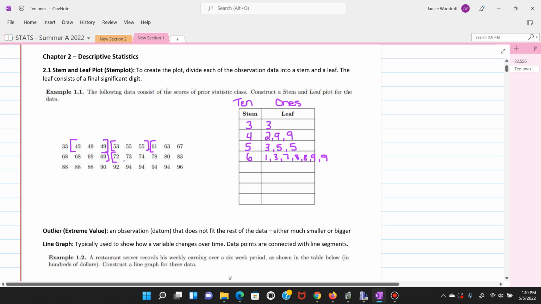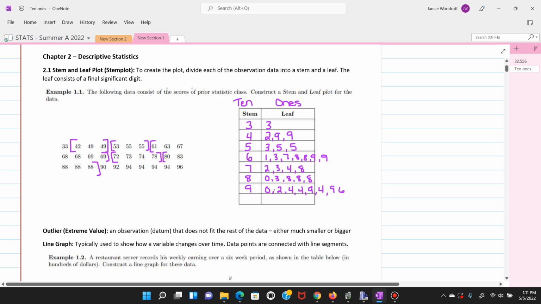Then in the 70s, we've got a stem of 7. Then you've got 2, 3, 4, and 8. Then you have your 80s. So you've got 8, then 0, 3, and then we have 8, 8, and 8. And then you have your 90s. So we've got 9, and then you have a 90, 0, 2, 1, 2, 4, 94s. So 4 fours here. And then 96.